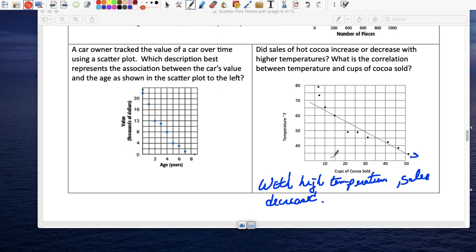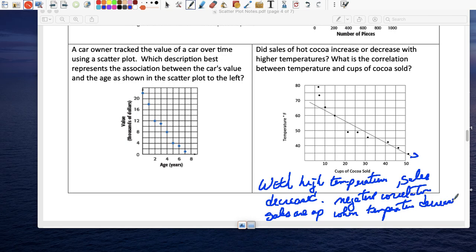The colder the temperature, the higher the number of hot cocoa sold. So what's the correlation? It's a negative correlation. In this one, sales are increased when temperature decreases. Okay.